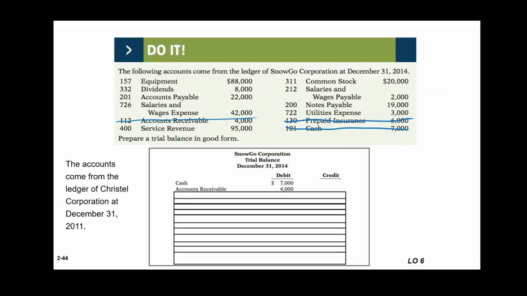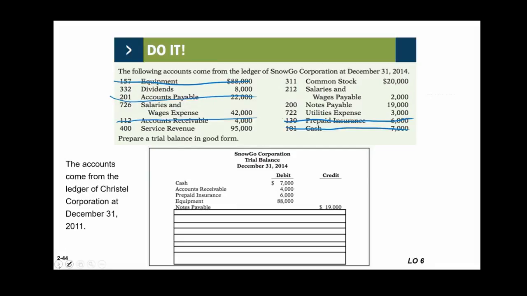Next is, okay, so we did prepaid insurance, 6,000. All these are debits because those are assets, so those are debit accounts, and we'll put them under debit. Next is equipment, 88,000, again under debit. We're done with the assets. What do we do next? Liabilities, right? The first one is accounts payable, 22,000. And remember, you have to put it under the credit column.